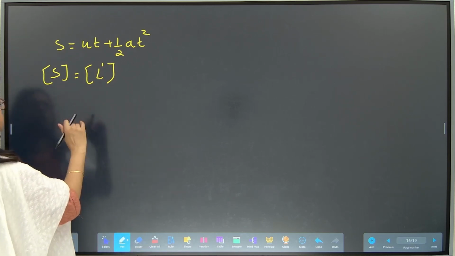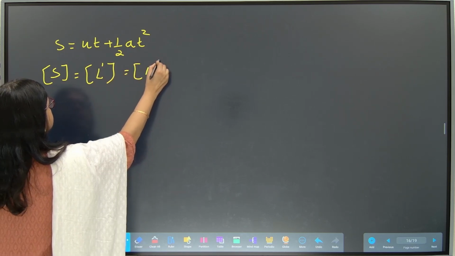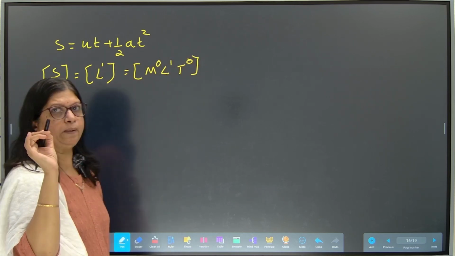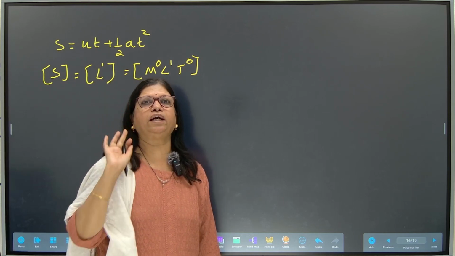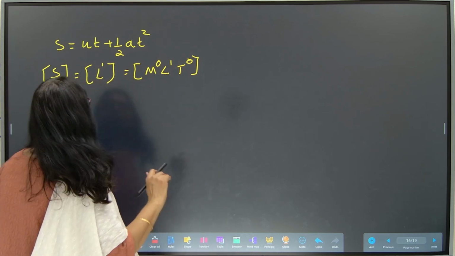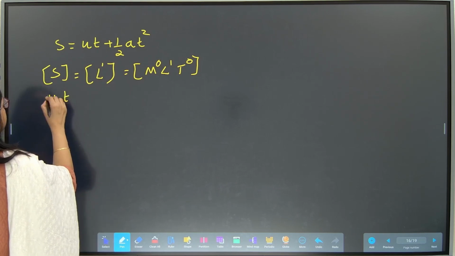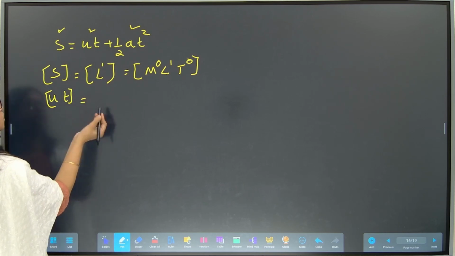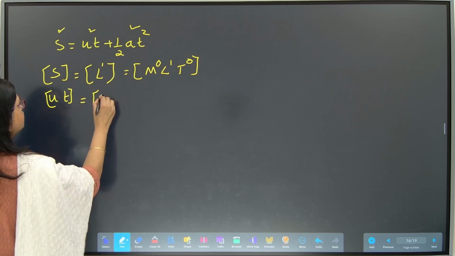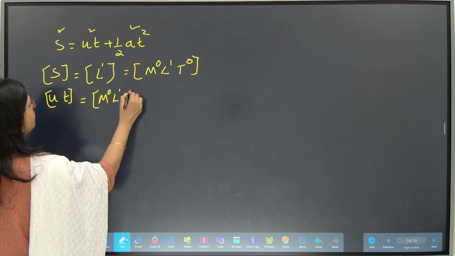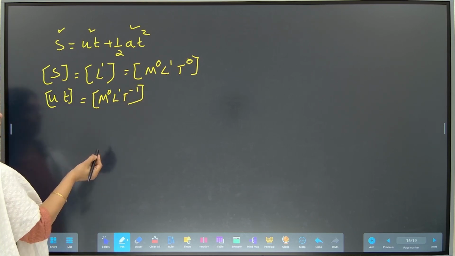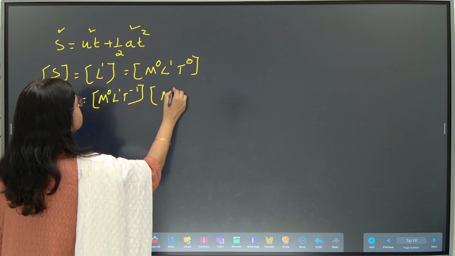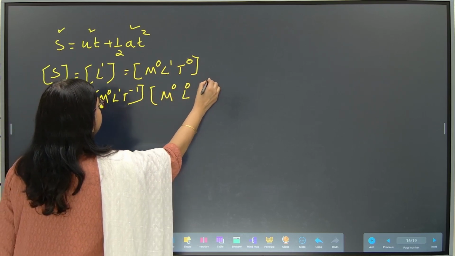For other types of questions, don't do like that. You can even write M0, L1, T0. But be very careful while writing. One small mistake in writing the power, your whole answer will go wrong. Fine? Okay. Now, what is ut? I am just writing directly term 1, term 2 and term 3. So, ut. First I have to write u. What is the dimension formula of u, initial velocity, from memory? M0, L1, T^-1. And T is already known to us. M0, L0, T raised to 1.